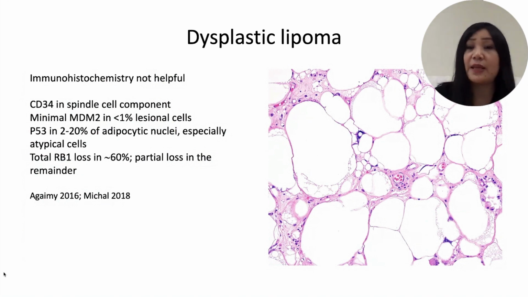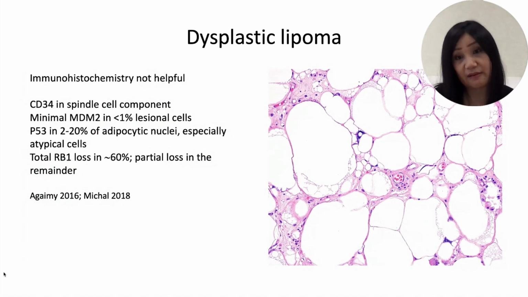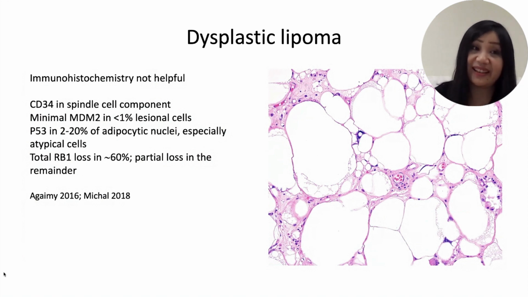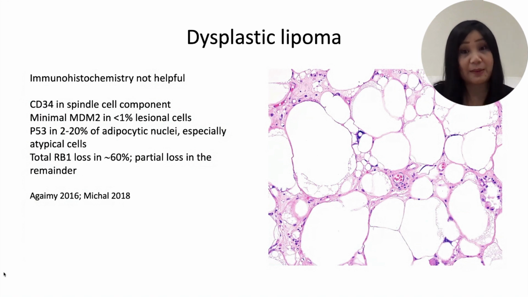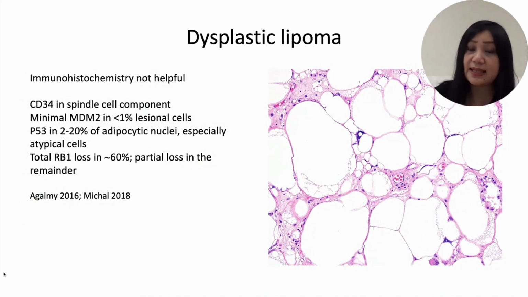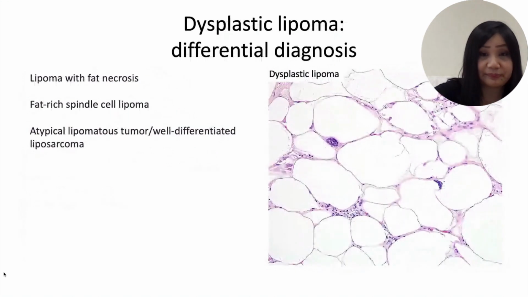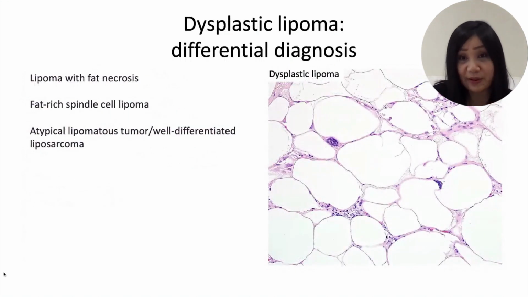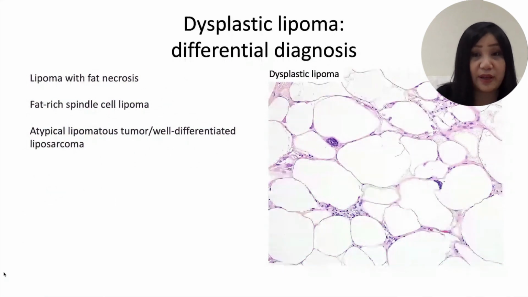Immunohistochemistry is not helpful. There may be variable CD34 in the surrounding fibrous areas, but not marked septation. There is essentially absence of MDM2 expression by immunohistochemistry. P53 often stains the most atypical cells, and authors have shown total RB loss in about two-thirds of cases and partial loss of RB immunoreactivity in the remainder. So the principal differential diagnosis is lipoma with fat necrosis, fat-rich spindle cell lipoma, and well-differentiated liposarcoma.